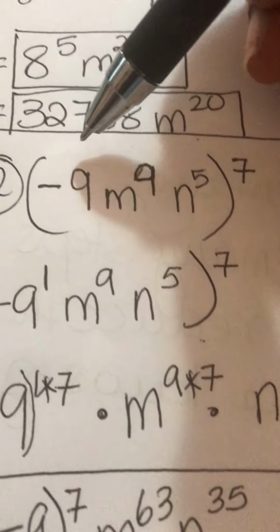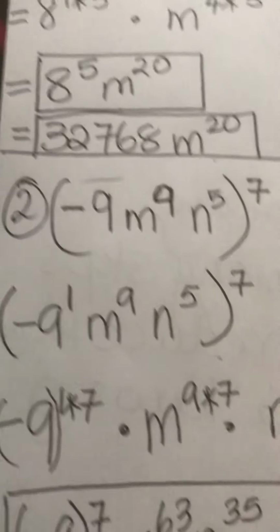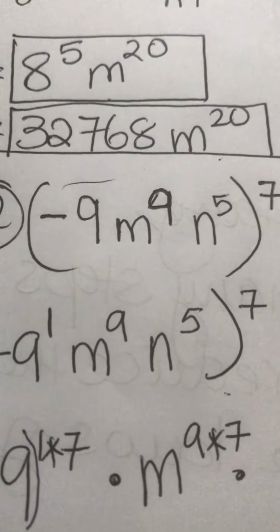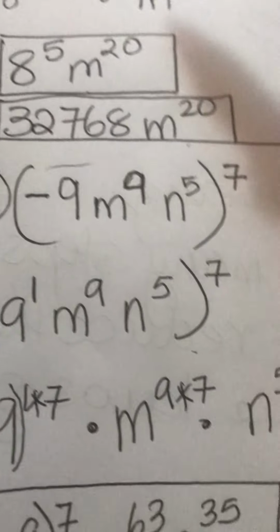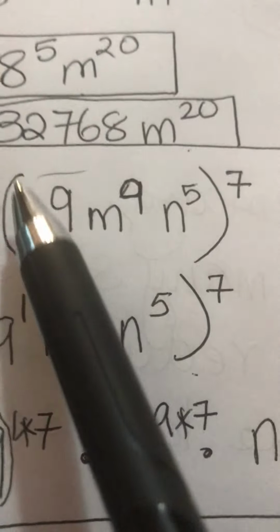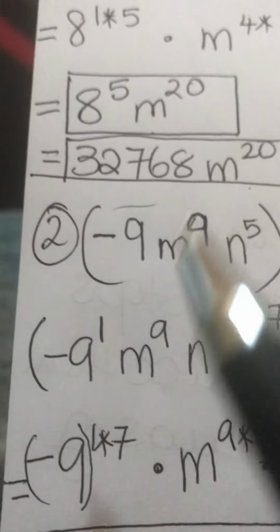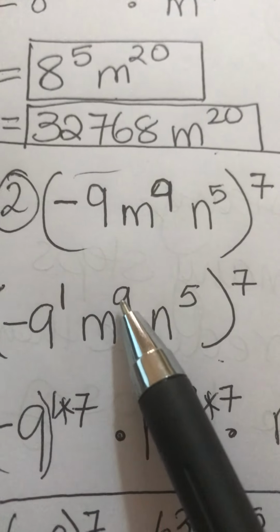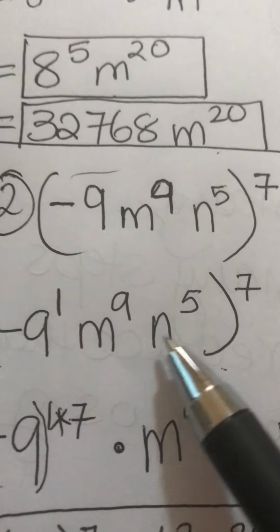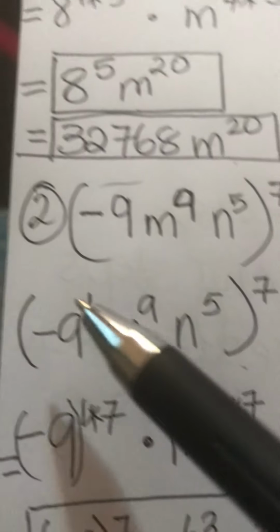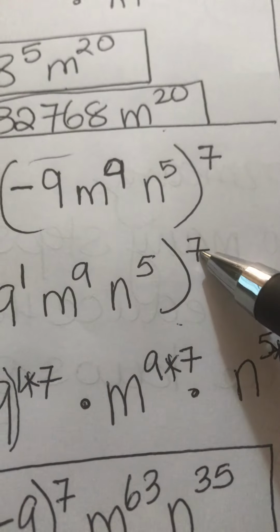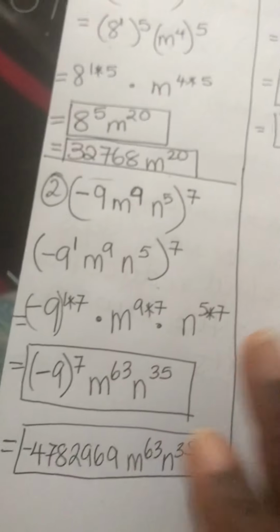Remember the rule, everybody should have an exponent. Whoever doesn't have an exponent, I need to put 1. So in this case, we don't have an exponent next to this negative 9, so I'm going to put a positive 1. m has its own exponent, n has its own exponent. I close the bracket and I write 7, just like in the question. Okay?